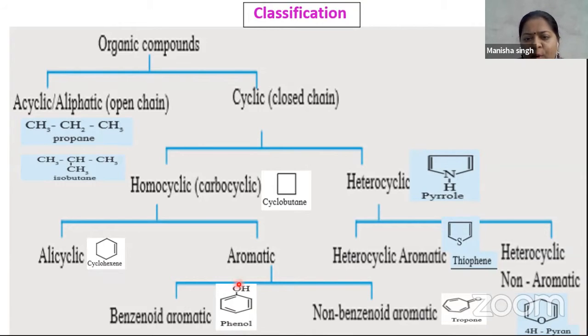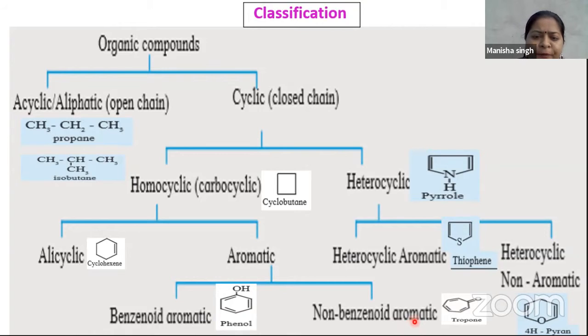Now the next one is aromatic. Aromatic compounds have a special quality. They have aroma in them. Aroma means smell. A particular smell is there in aromatic compounds. That's why the name aromatic is given. And one more quality is there: it contains a benzene ring. But there are compounds which never contain a benzene ring, and still they are aromatic. So the further classification is like this: benzenoid aromatic and non-benzenoid aromatic.